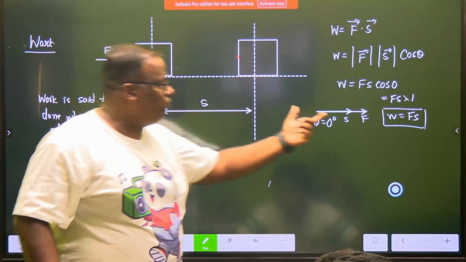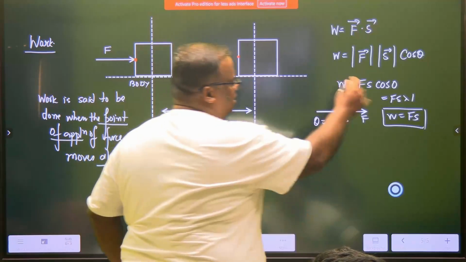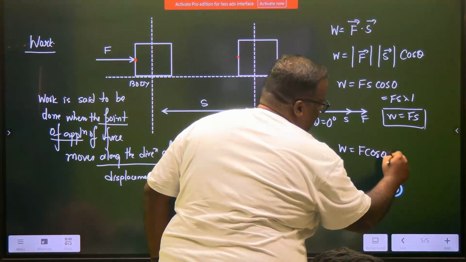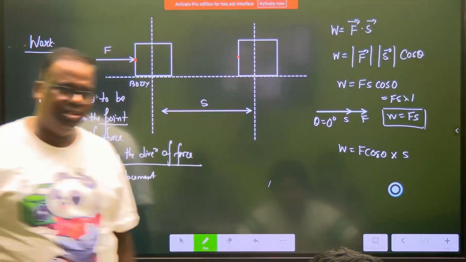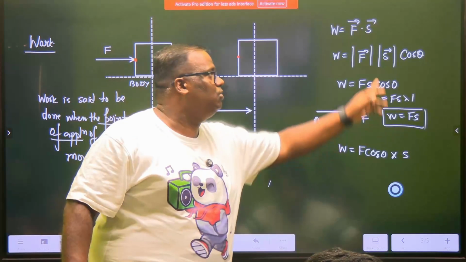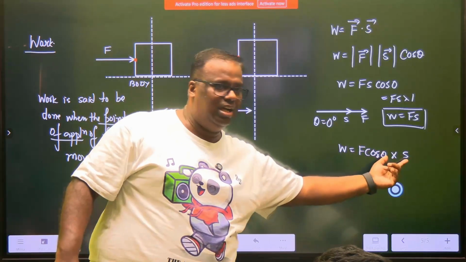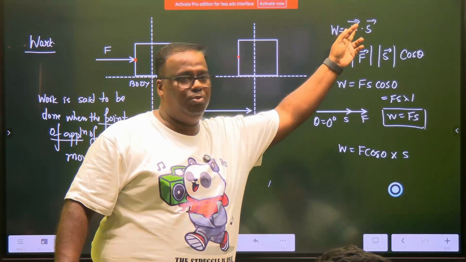What is F cos theta? Now just separate this. W equal to F cos theta into S. I can write it like this also. Don't confuse between dot and into. This is not a cross product now. You're using only scalars. This is the magnitude. When we use vectors, we put arrows.